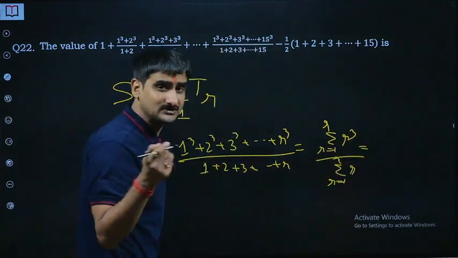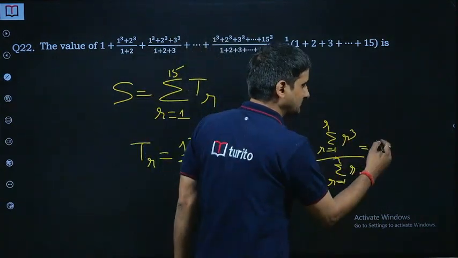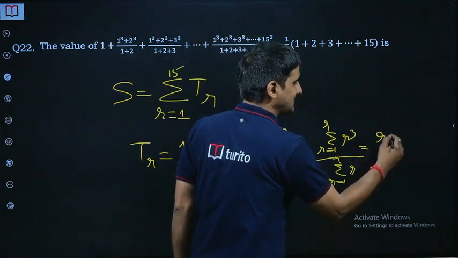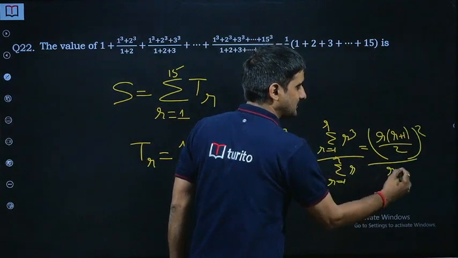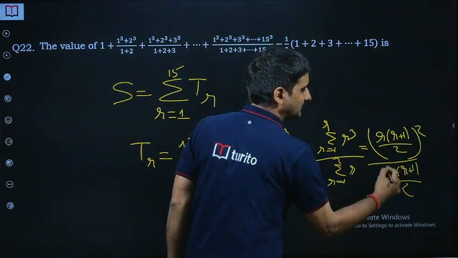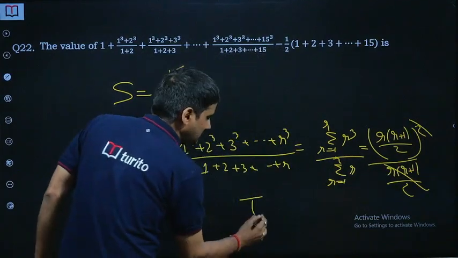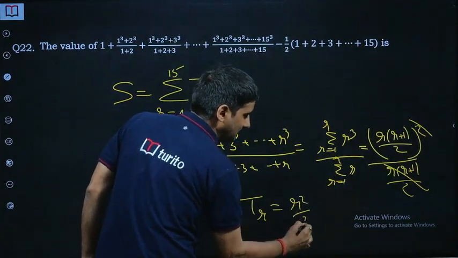The summation of r cube is n into n plus 1 by 2 whole square, where n is r, and the summation of r is r into r plus 1 by 2. I think all of you know it. So the general term T_r is nothing but r square by 2 plus r by 2.